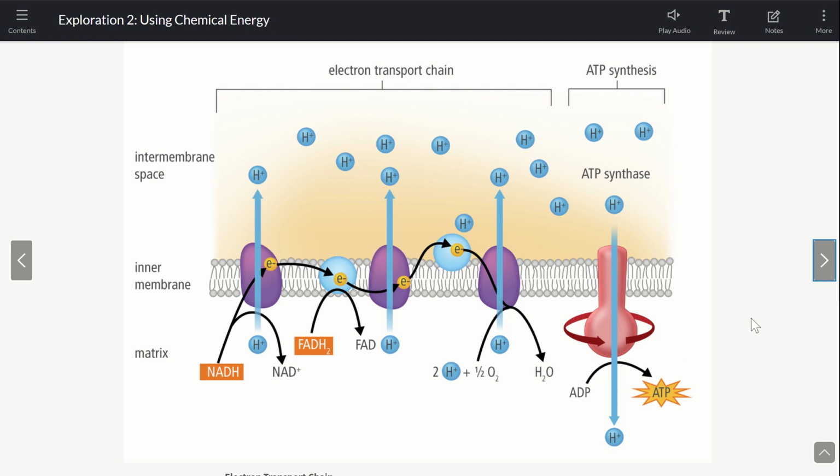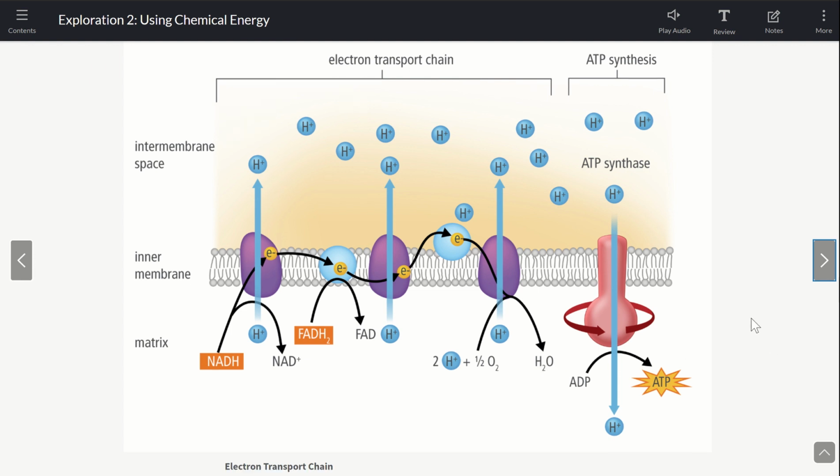Now, this is a very important reaction that takes place. Obviously, the main point of cellular respiration is to create energy, but when we do this, we create heat. And when that heat is not kept in check, it can cause some serious problems.